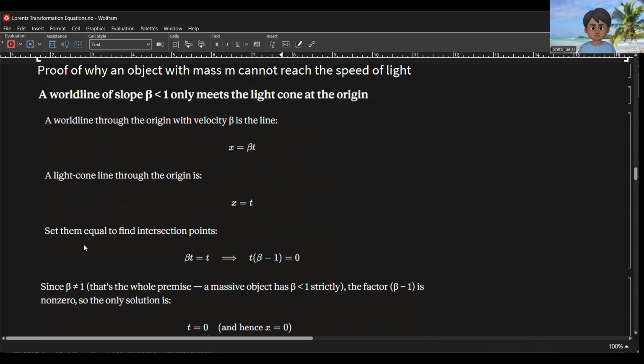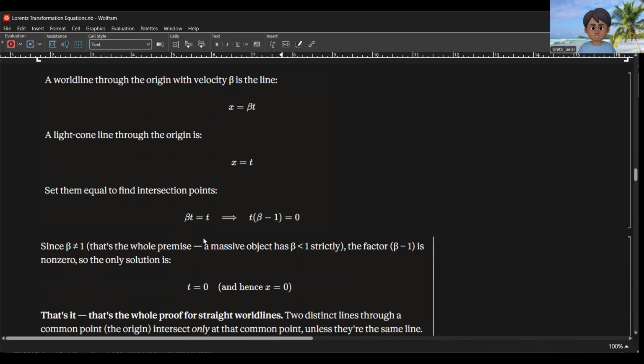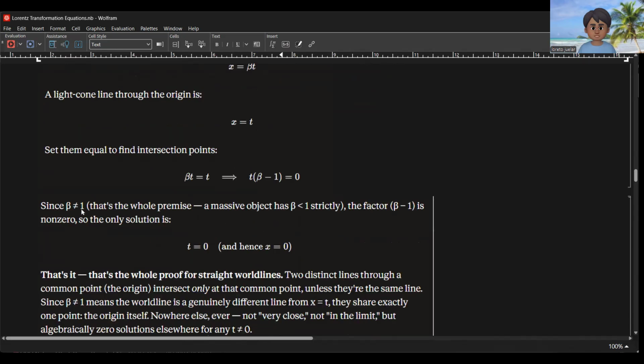So set them equal to find the intersection points. Beta t equal to t. Let's equate them and factor out the t: (beta minus 1) t equal to 0. Since beta is not equal to 1, that's the whole premise, a massive object has beta strictly less than 1, the factor beta minus 1 is non-zero. So the only solution is t equal to 0, and hence x equal to 0.